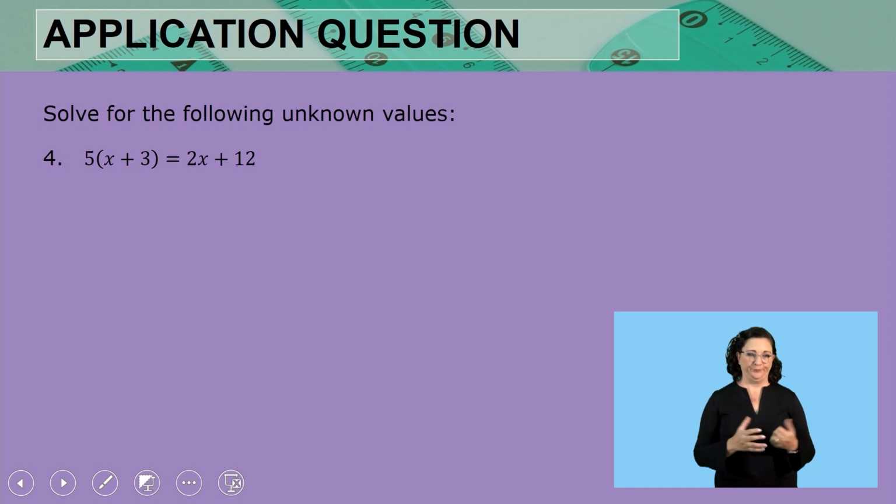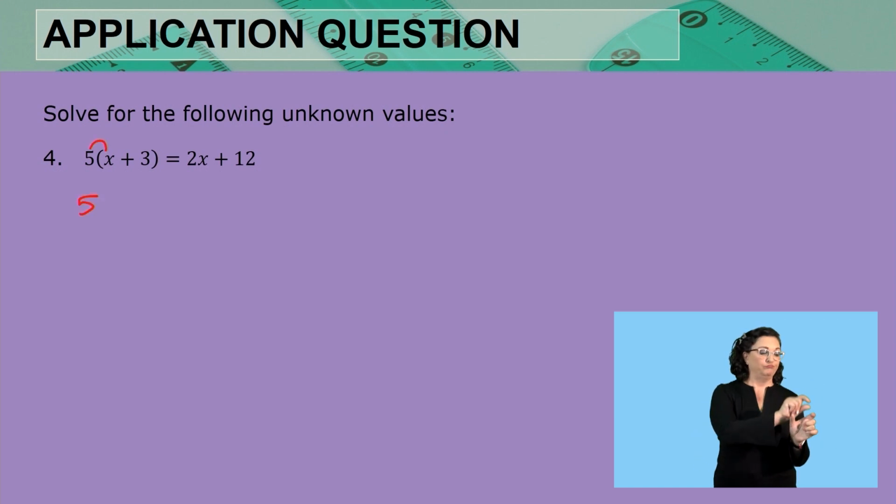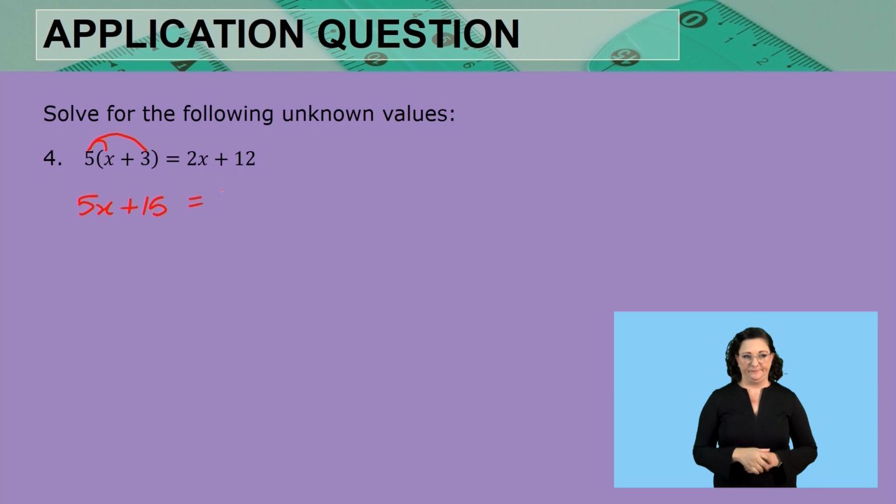Number 4 there has brackets again, but on one side of the equal sign. So what are we going to do? We are going to distribute those brackets, or that bracket, and that is going to be 5 multiplied by x is 5x, 5 multiplied by 3 is 15.